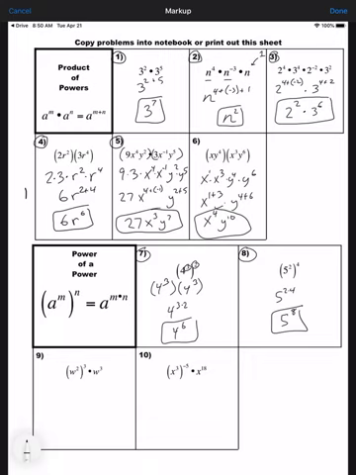Number 9, we're going to first deal with the power of a power, so w to the 2 times 3, and we'll leave that w to the third for a moment. So that's w to the 6 times w to the third, and we can add the 6 and the 3 to get w to the 9th power. So we have both rules going on here. First, you use the power to a power, then you use the product of powers.